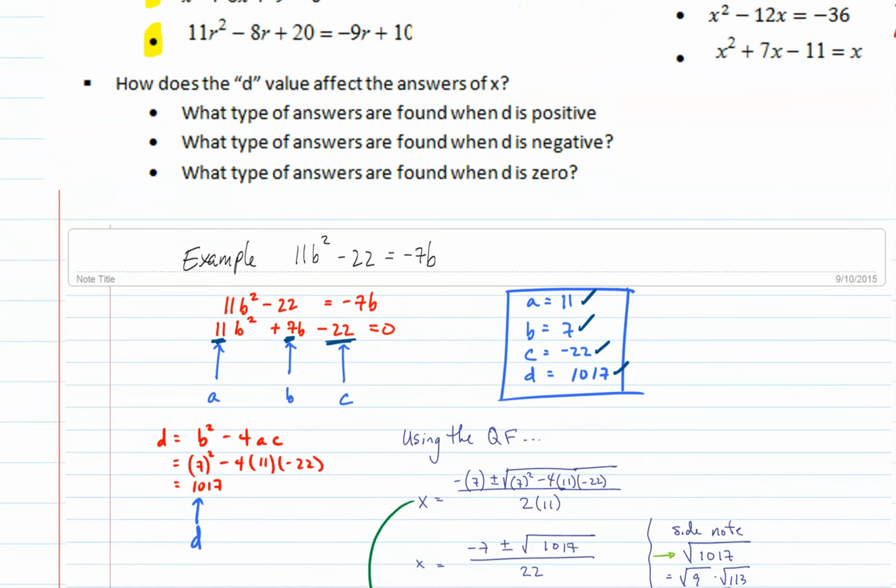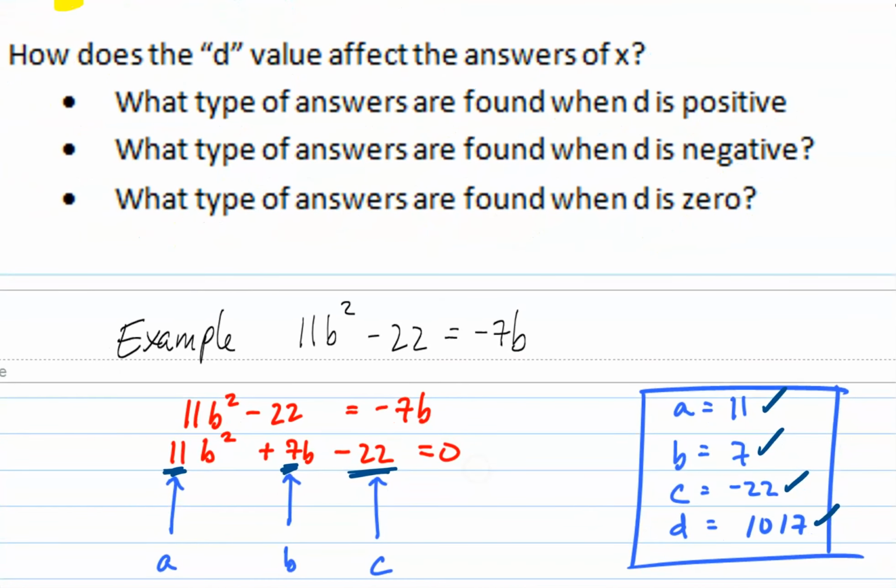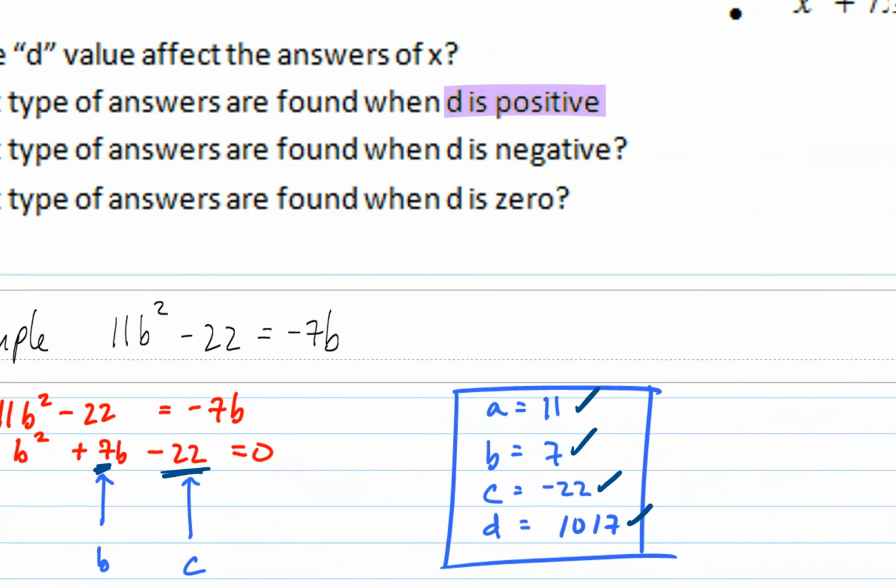So if we wanted to summarize what we found here, when the discriminant value comes out to be positive, that generates two real number solutions. These solutions could be decimals, fractions, whole numbers, you name it. But we'll have two numbers that we can find on a number line. When the discriminant is negative, we found that there are no real number solutions.